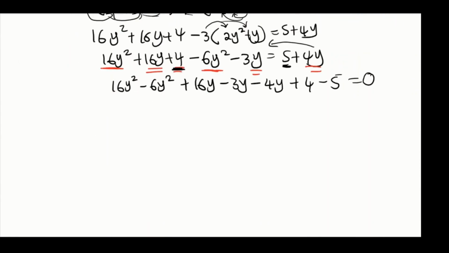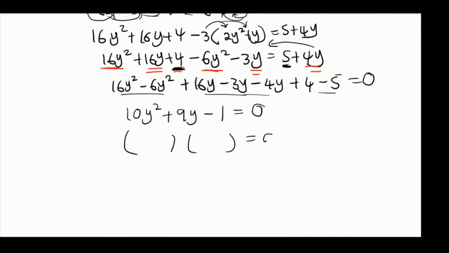So now you're going to write everything. You add or subtract all the like terms, and you should have a standard form of 10y squared plus 9y minus 1 equals 0. Then from here we factorize our problem.